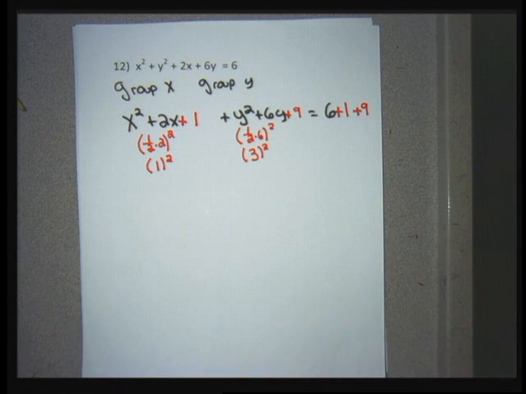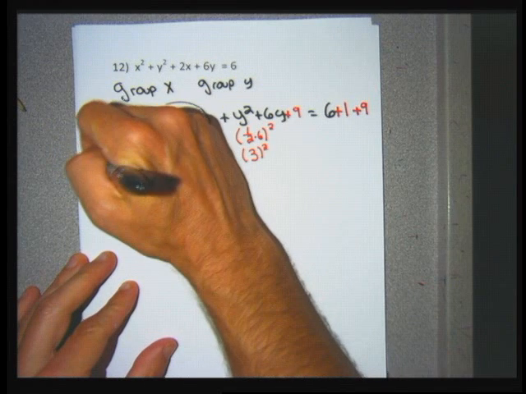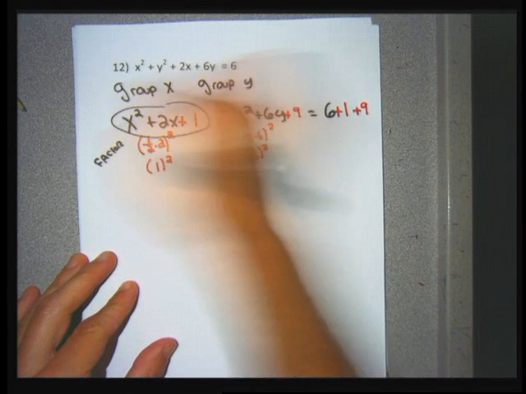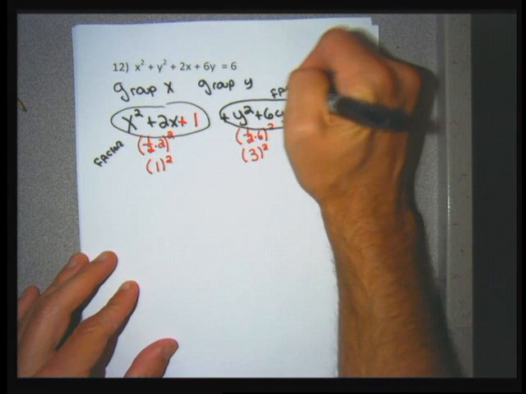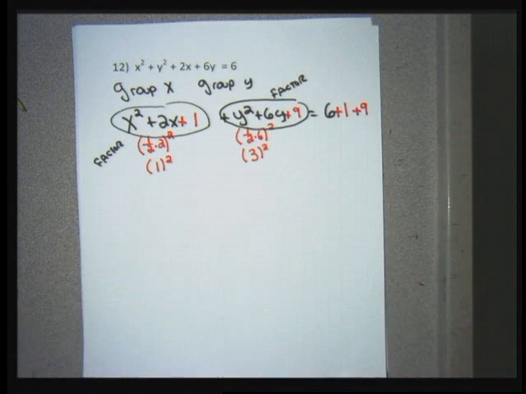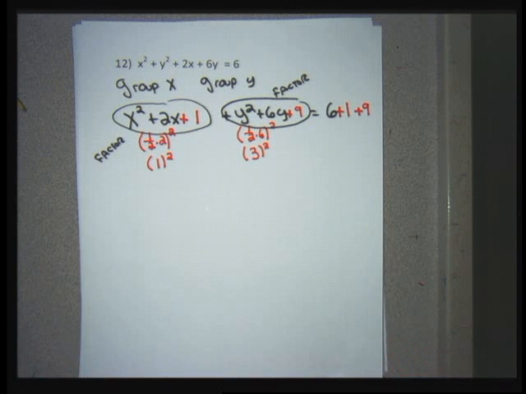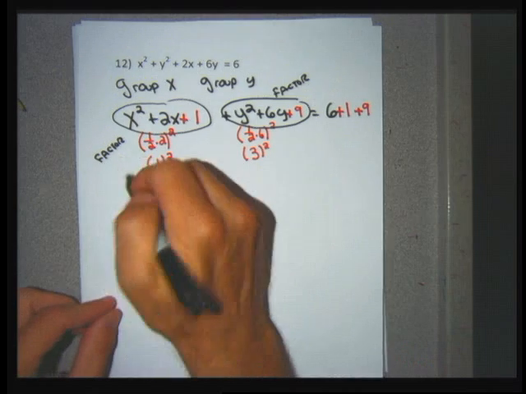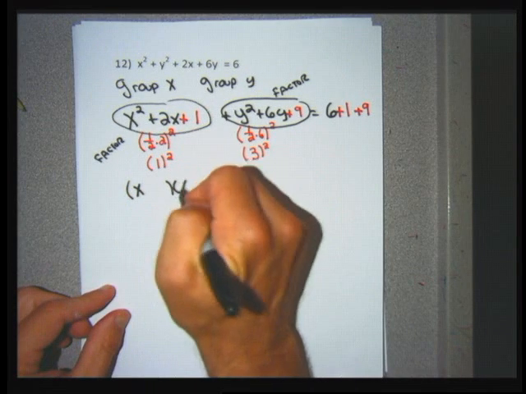Now I'm ready to go into factoring mode. I'm going to factor this. And I'm going to factor this. If you pick the right number to add, then you're going to get identical factors. If you didn't pick the right number to add, your factors won't be identical and you'll have to start over. So the first thing I'm factoring is the x squared plus 2x plus 1.